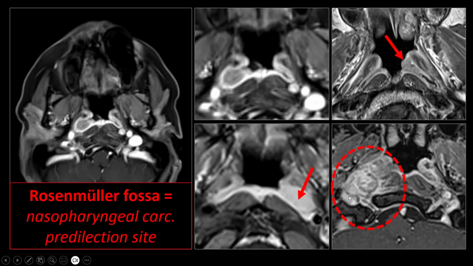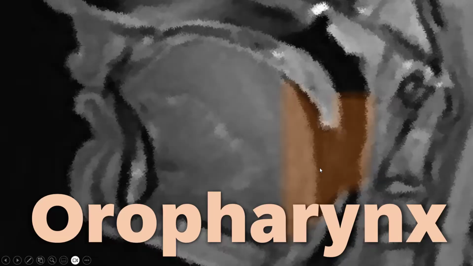So this was a larger nasopharyngeal tumor, but I have a draft on staging of nasopharyngeal cancer, so that will be for a future video. This concludes introduction to imaging anatomy of the nasopharynx. Let's get ready for part 2, imaging anatomy of the oropharynx.